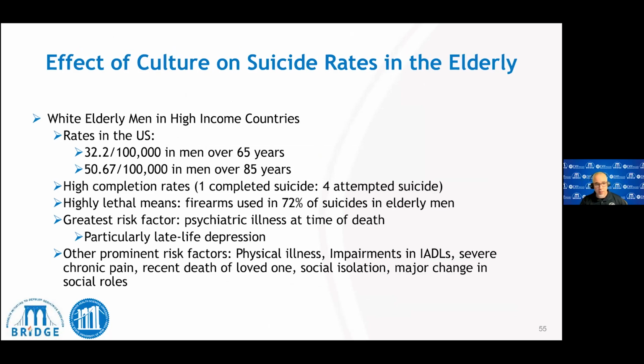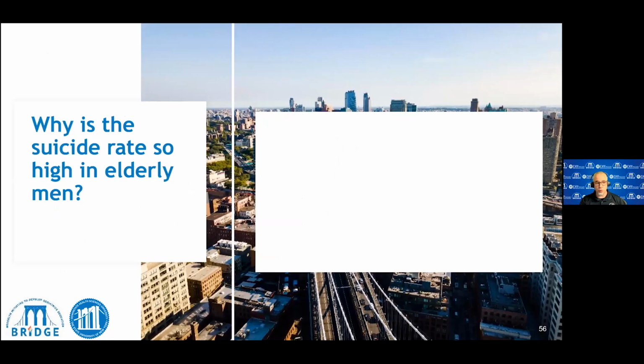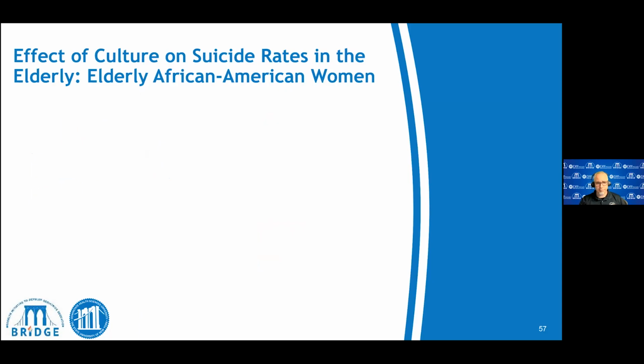So white elderly men in high income countries are completers, right? One completion per 4 suicide attempts. They use guns 72% of the time in completers. And late life depression is by far the largest contribution to this risk. And then all these other risk factors are associated with that, including physical illness, as in Mr. Eastman, impairment in function, pain, as in Mr. Eastman, death of a loved one, social isolation, and change in social roles. We already discussed this.